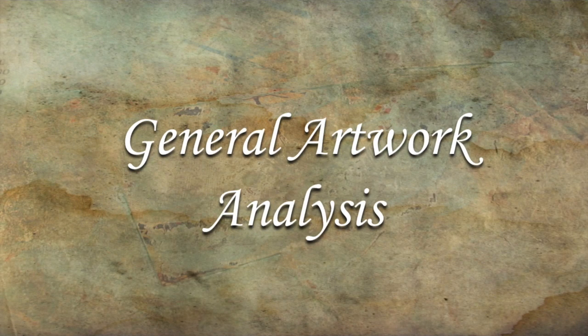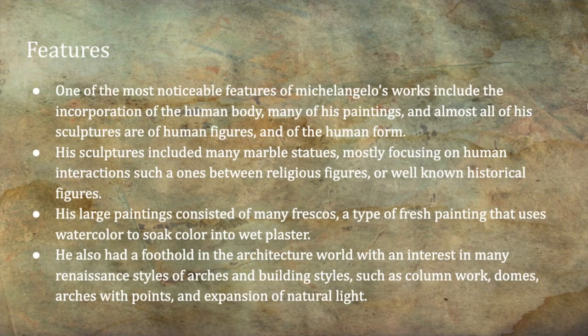After learning about Michelangelo's background, here is a general artwork analysis. Features. One of the most noticeable features of Michelangelo's works include the incorporation of the human body in many of his paintings. And most of all, his sculptures are of human figures. And almost all of them that are sculptures are of the human form.